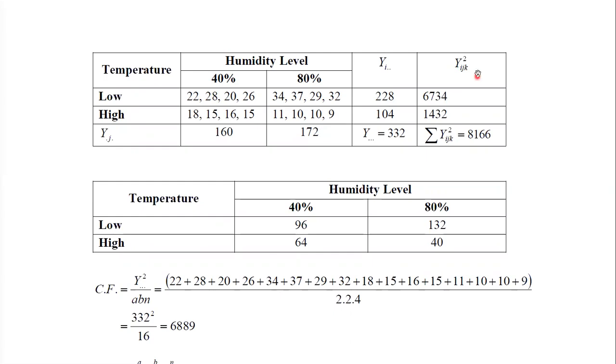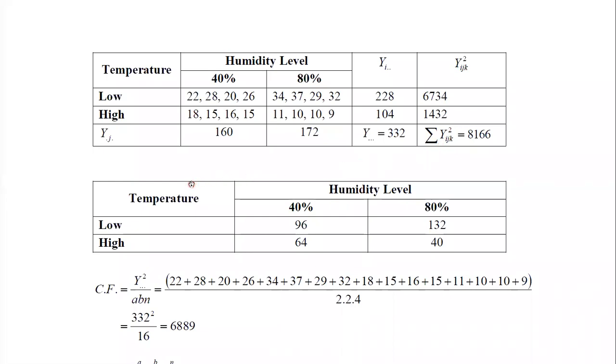In the next column, which we will need for our calculation, I am squaring each term and getting the total for the first row, and likewise squaring each value and getting the summation for the second row. The summation of the y ijk squared terms is obtained as 8,166. I obtained this because we will need this value for further calculations.